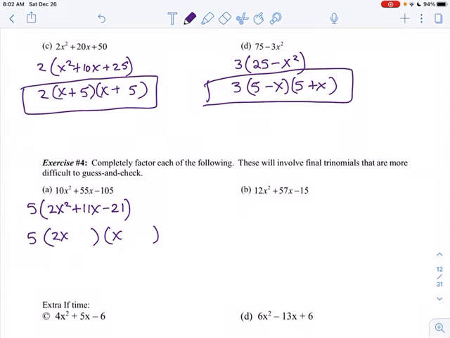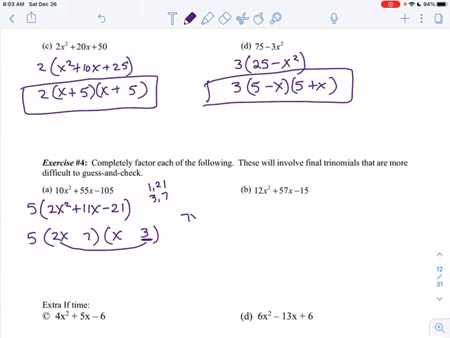I'm looking for numbers that multiply to 21 and add up to 11, but whatever number I put here is actually multiplied by that 2, so you've got to be careful. So I'm really just going to guess and check. I only have 1 and 21 and 3 and 7 to check. Say I put 7 here and 3 here and just test it out.